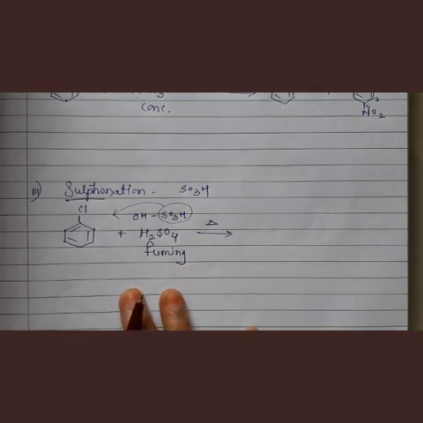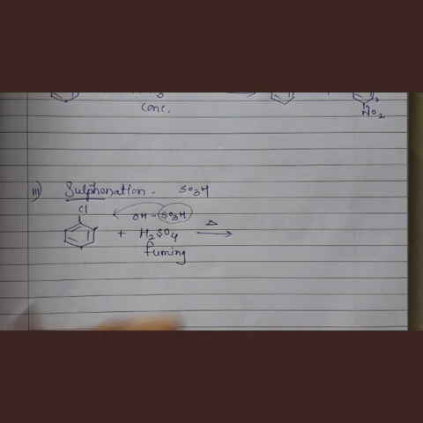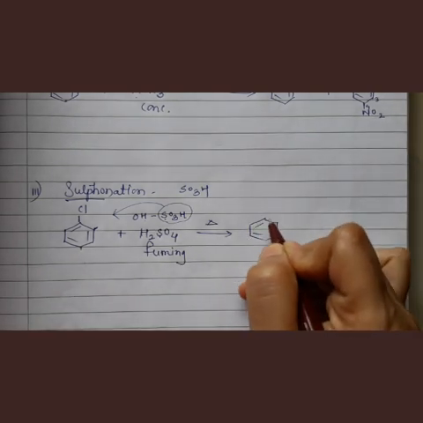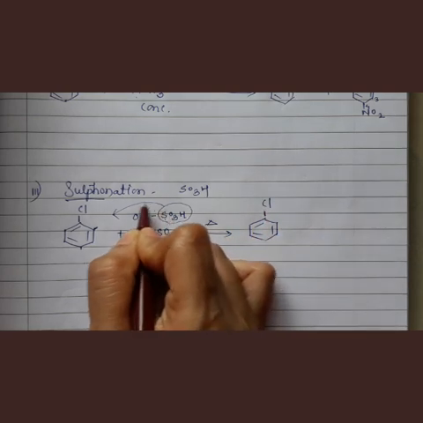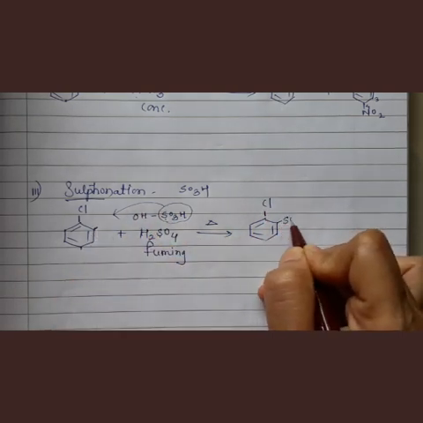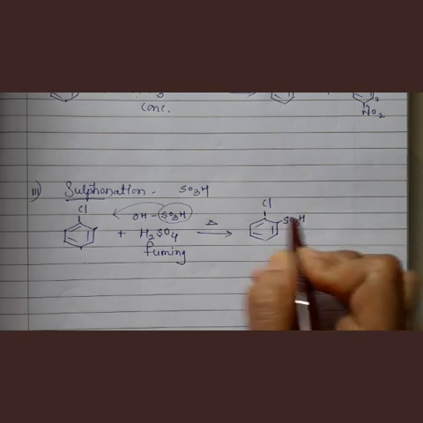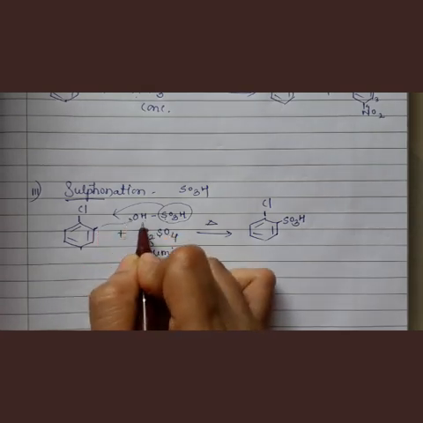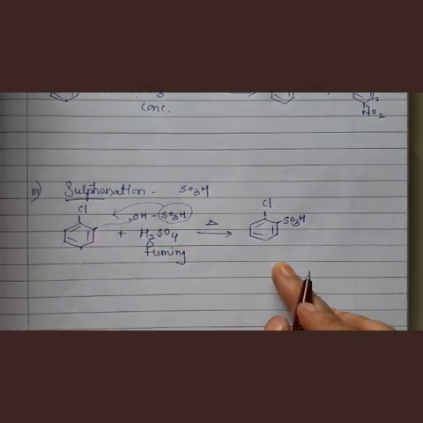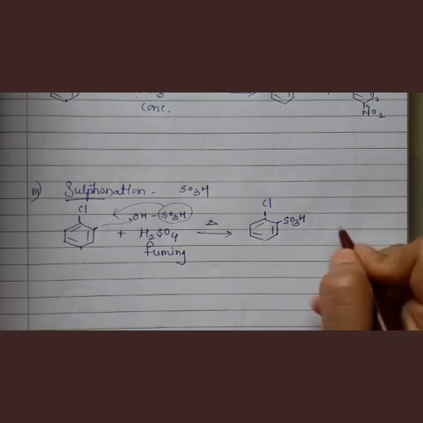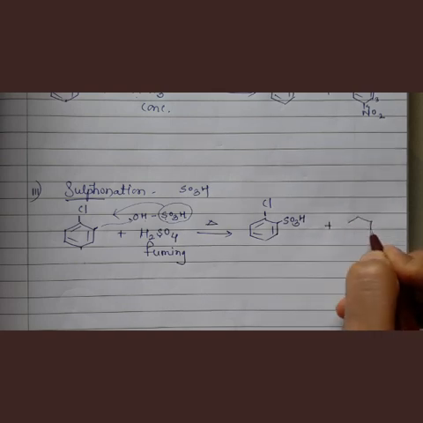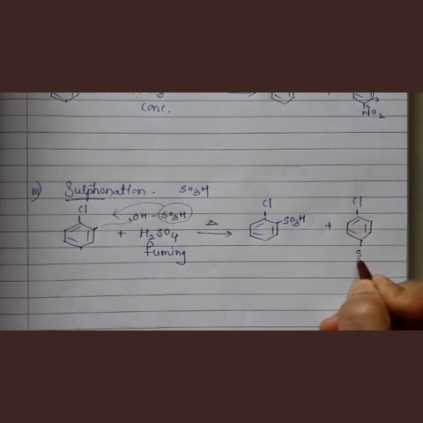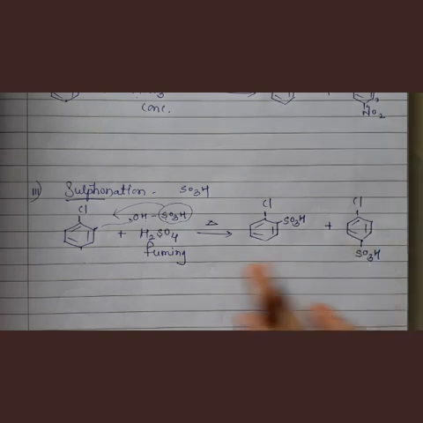Here also two products are possible, one is ortho, one is para. Okay, so let us write ortho product. This is chlorine. This sulfonyl group will attack on this position, SO3H. Okay, and here already one hydrogen was there. That hydrogen will form bond with this OH. So water will form in this reaction. Understand? H2O will form. Plus let us show para product. This is your chlorine and this is para position, SO3H. So these two products will form.